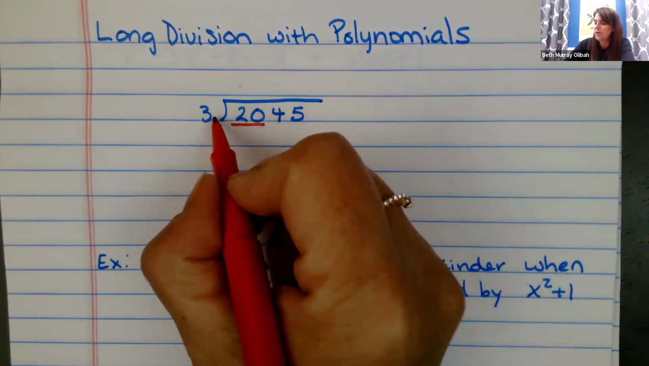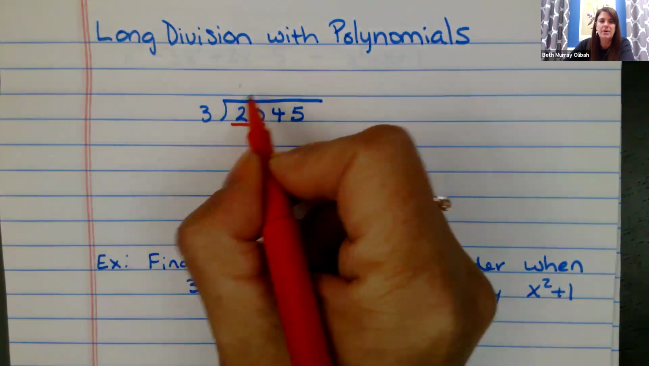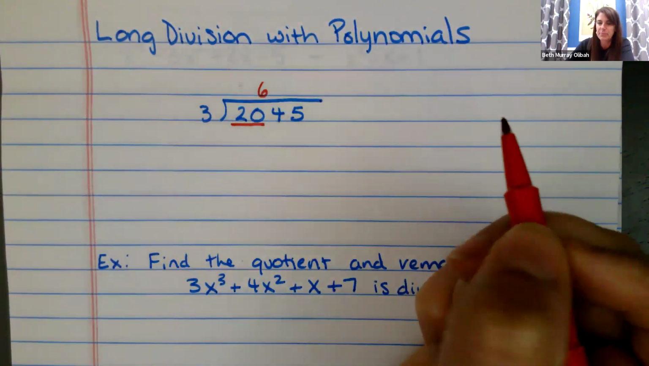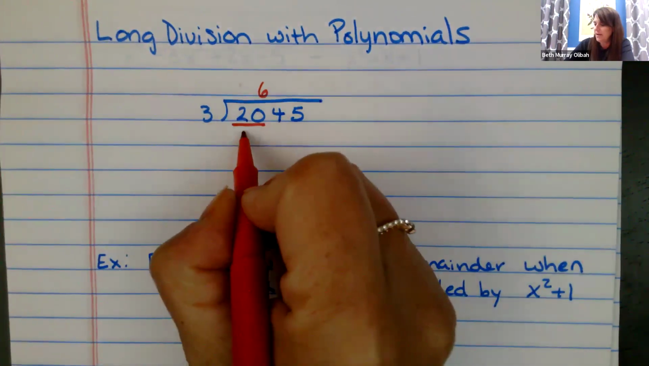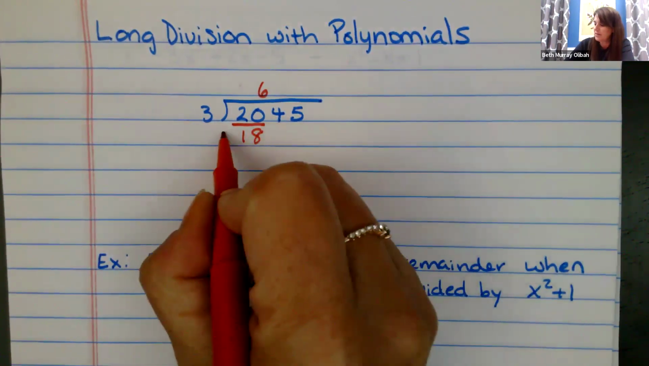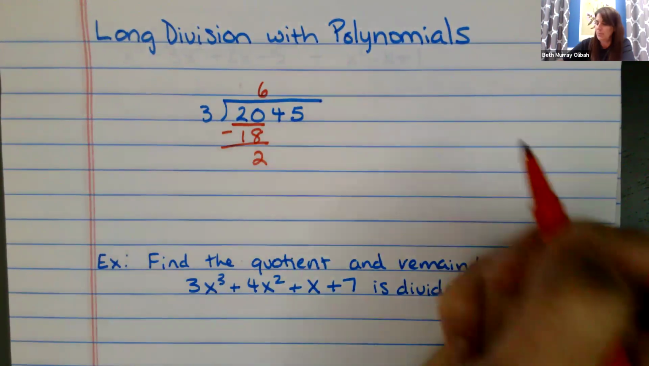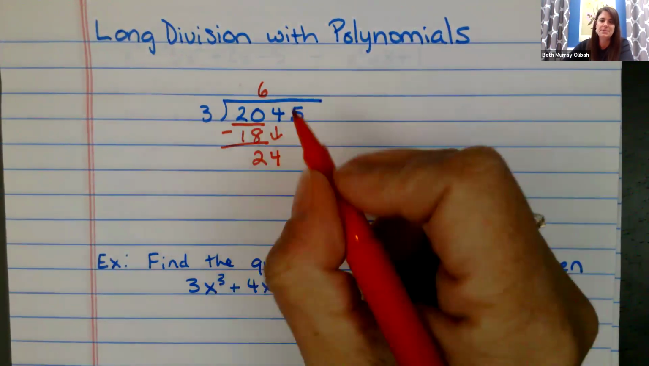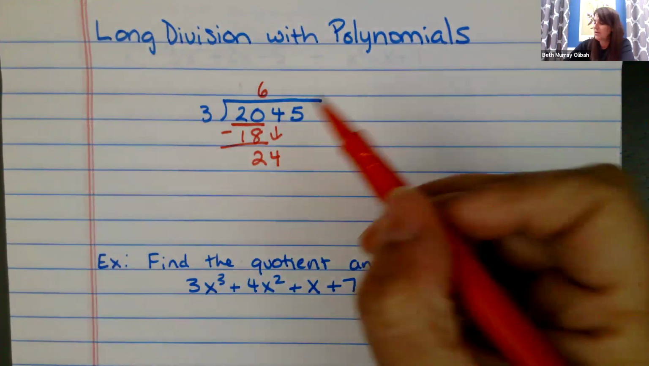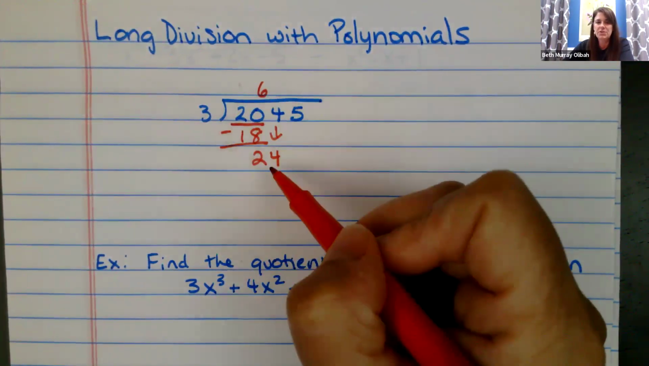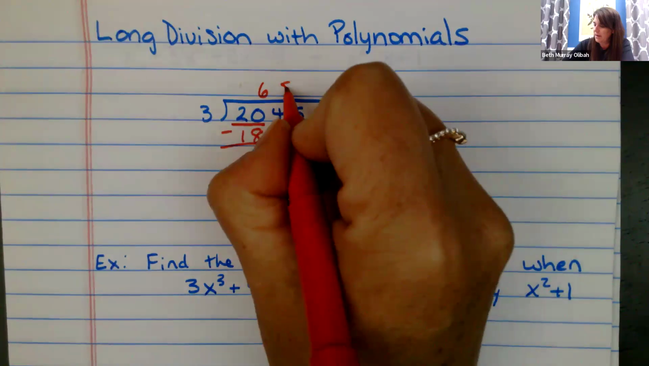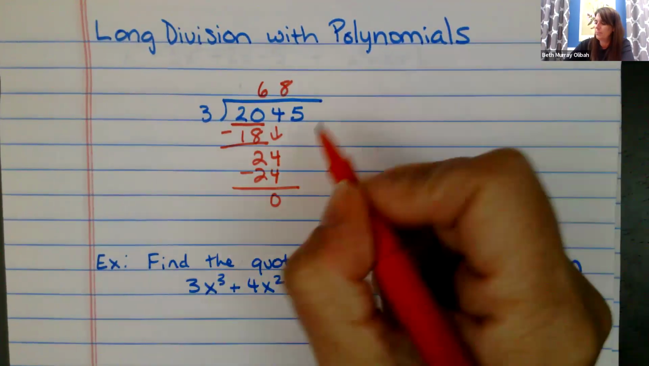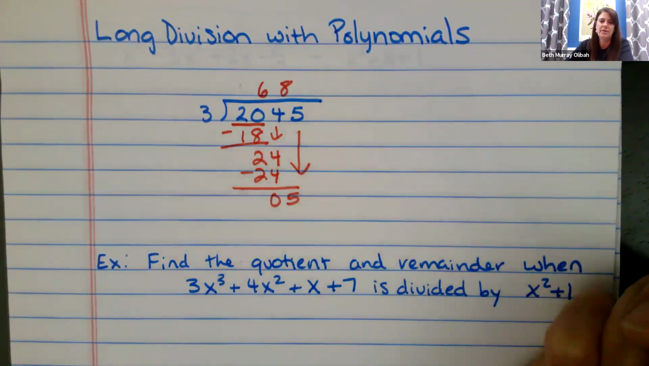So 3 times what would get me as close to 20 as possible? That would be 6. So we pick the number, then we multiply, and then we subtract. Then we bring down the next number and we start again. So I'm just reminding you of the steps because it's the same steps we're going to do. 3 times what would get me to 24? 8. Multiply, subtract, bring down the next number and do it again.